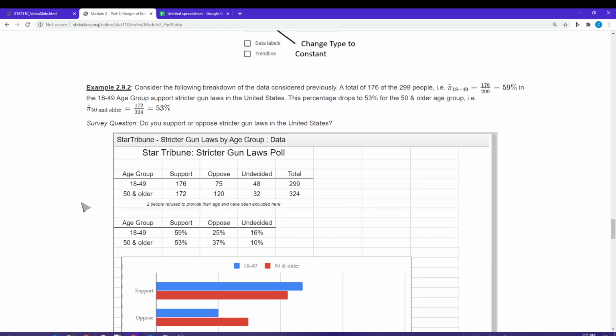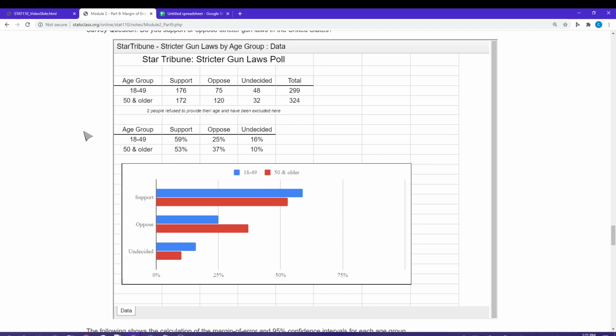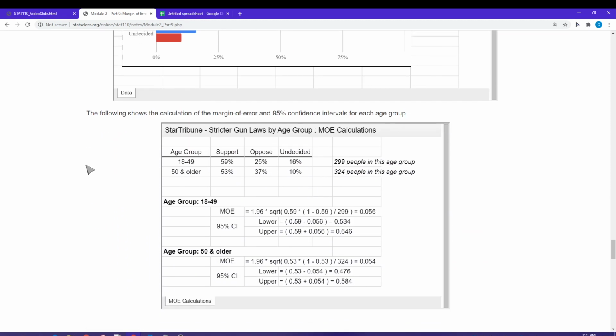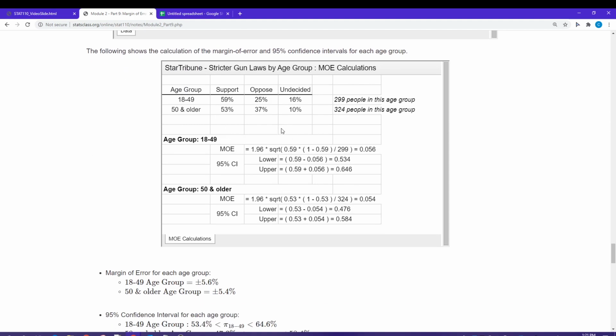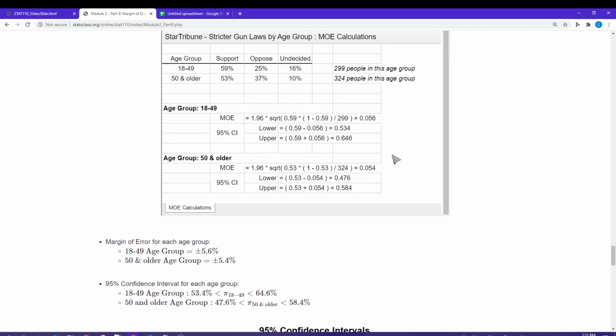Here's another example, and here what I've done is taken information from that same poll and they divided it out into two different age groups, 18 to 49 and then 50 and older. Just showing you the margin of error and 95% confidence intervals for both of those groups. Notice that the margin of error is just slightly smaller for the 50 and older group, and the reason is because there's slightly more people, 324, instead of 299 in that group. As we discussed in the previous part, as the sample size increases, the margin of error is going to go down.